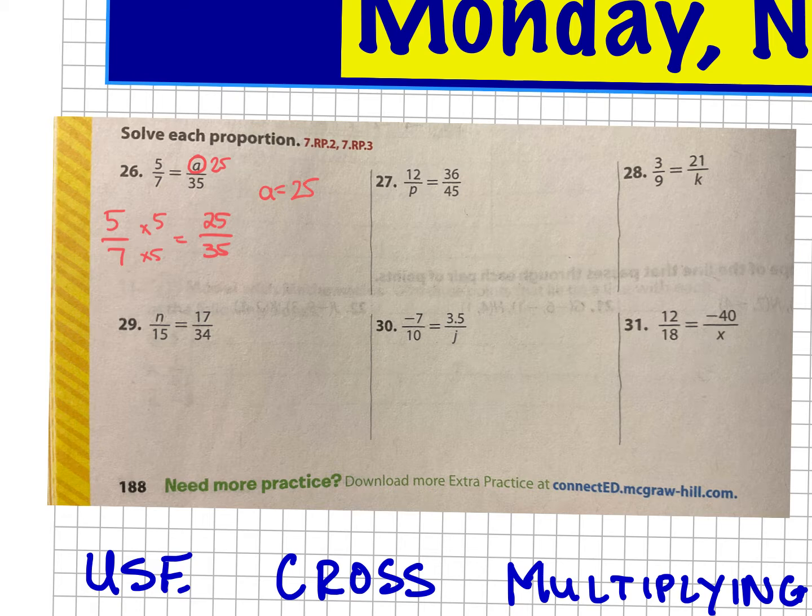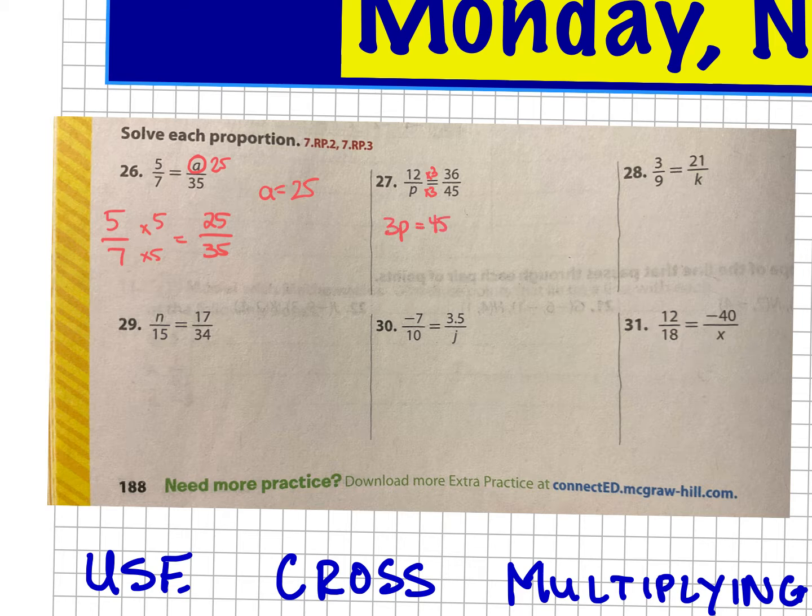Pretty easy. In 27, well, obviously somehow 12 got turned into 36. If I look at the top, 12 somethings equals 36 somethings. So that means if I multiplied the top by 3 to get to 36, the bottom had to get multiplied by 3 also. So some number p times 3, or 3p, equals 45.